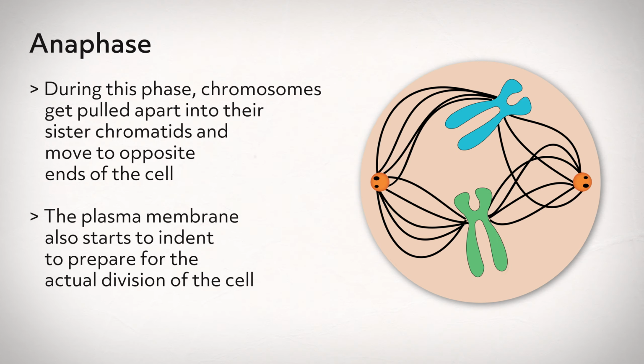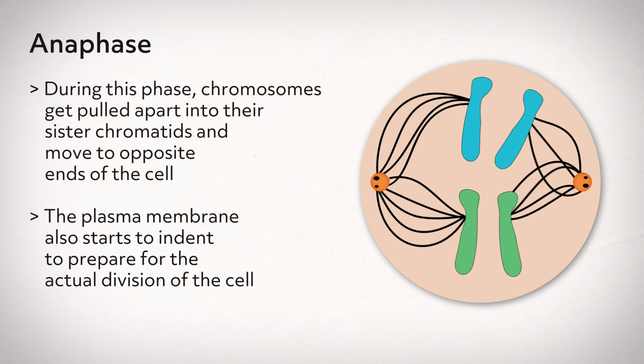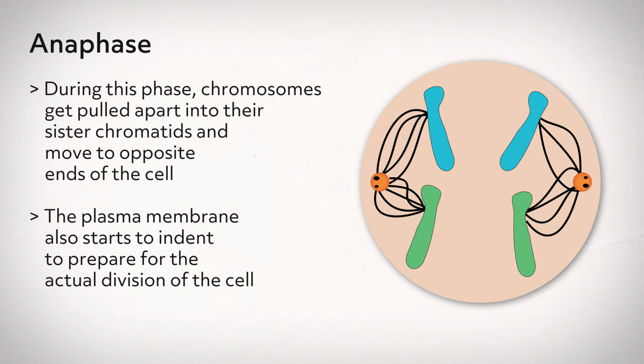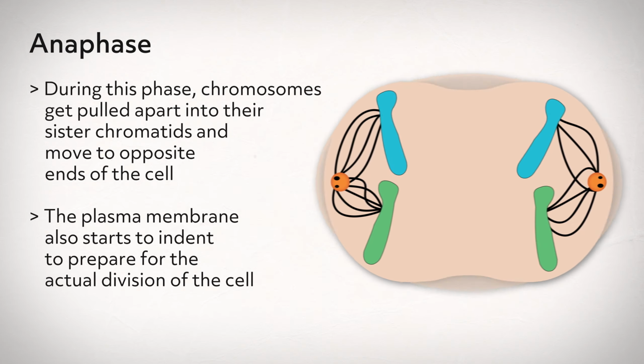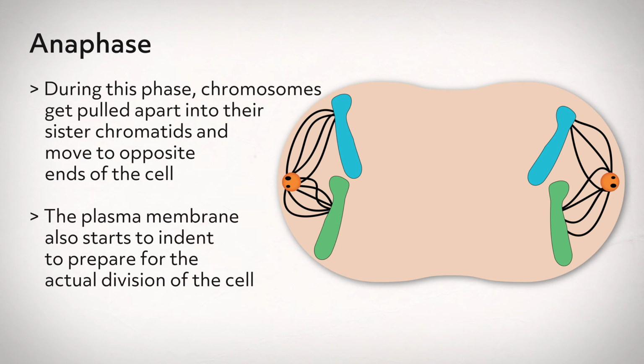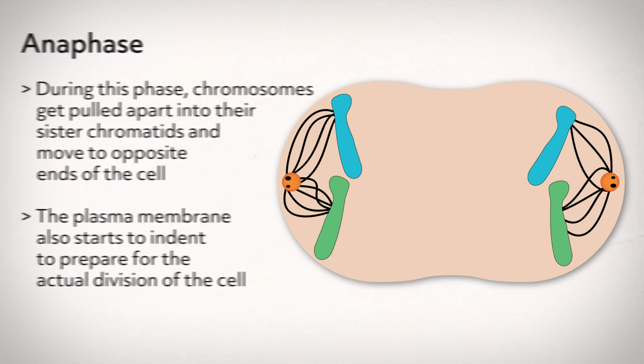During this phase, chromosomes get pulled apart into their sister chromatids and move to opposite ends of the cell. The plasma membrane also starts to indent to prepare for the actual division of the cell. As a side note, we can now refer to these individual sister chromatids as independent chromosomes. Don't worry about this too much, but just be aware of the terminology here.